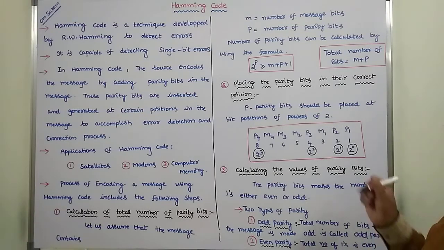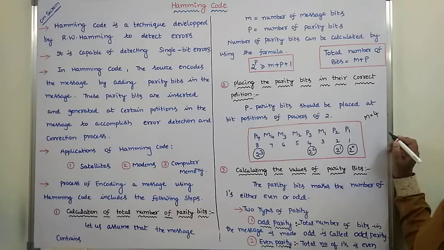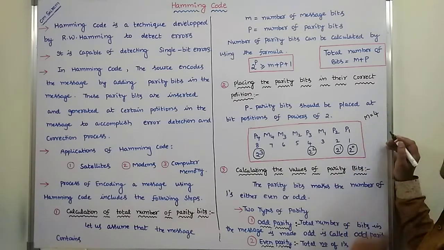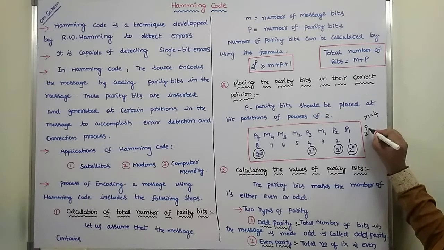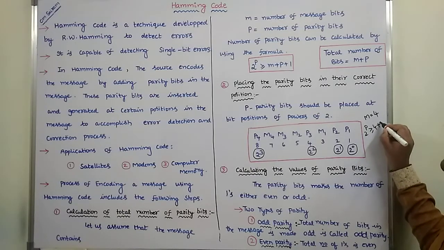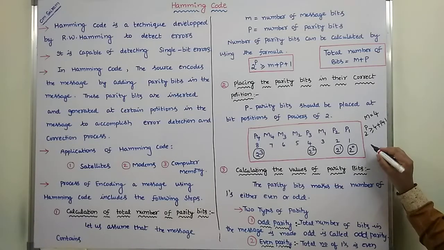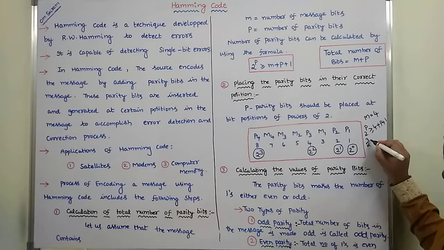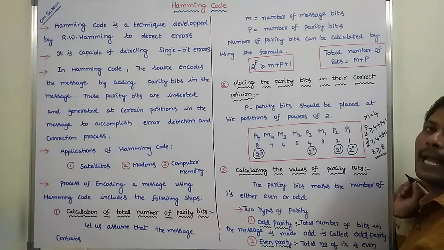Okay. So here how are we getting this? Here m is equal to 4, the number of message bits is equal to 4. Then how do we calculate the number of parity bits required? 2 power p greater than or equal to 4 plus p plus 1. Suppose we take the p value as 3, so 2 power 3 greater than or equal to 4 plus 3 plus 1. So that is 8 greater than or equal to 8. So this condition is satisfied.